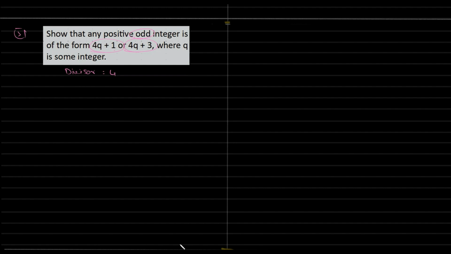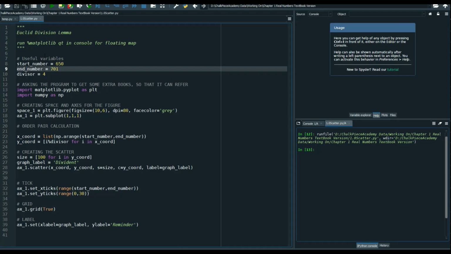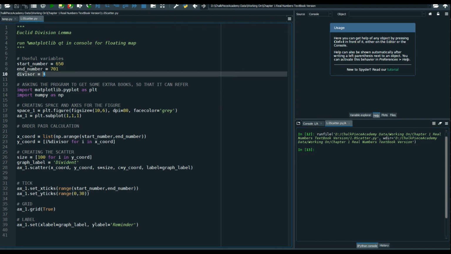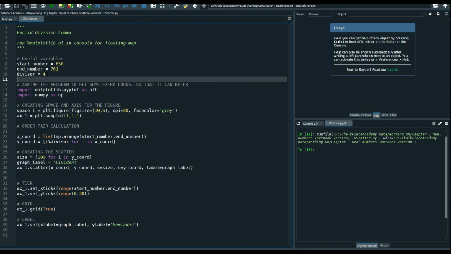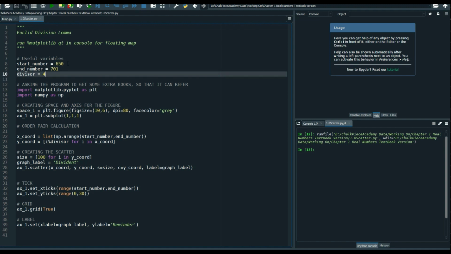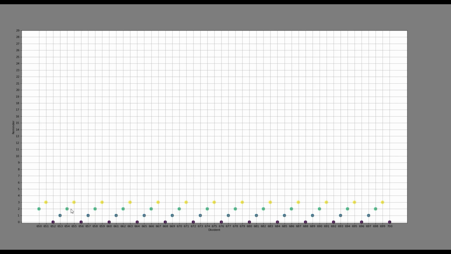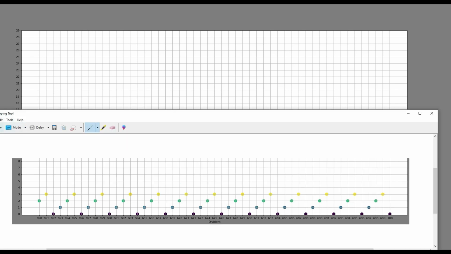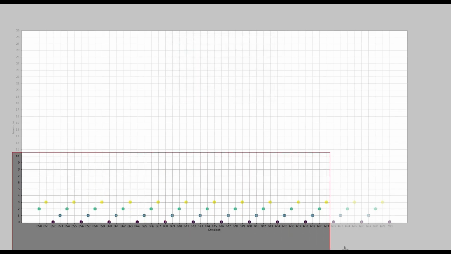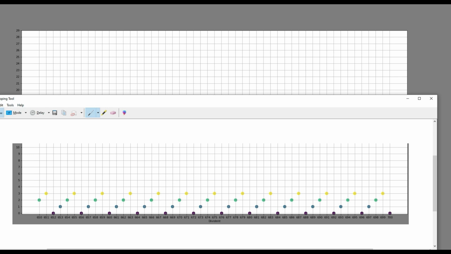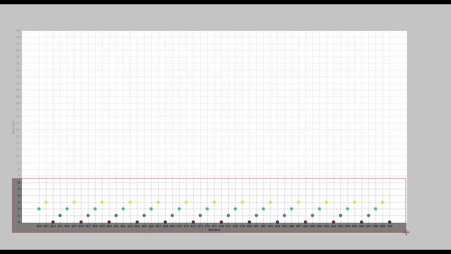Okay, so let's understand this again with the help of our program. So here I'm changing the divisor to 4, right? So I'm putting the divisor to be 4 and I'm considering numbers from 650 to 700. So let's see what happens on executing. So this graph, let me copy this and explain.